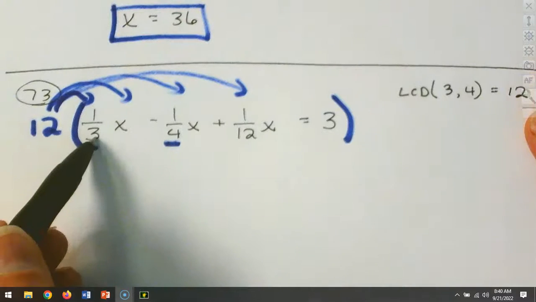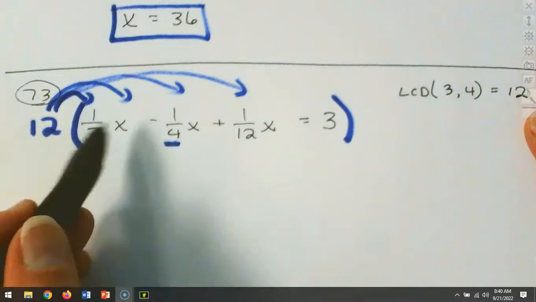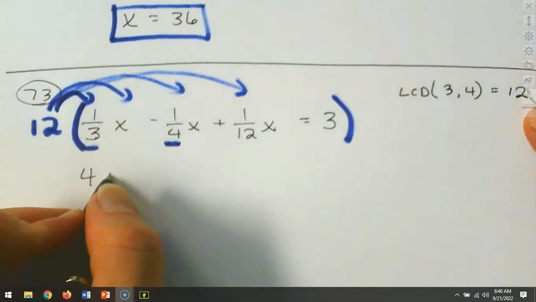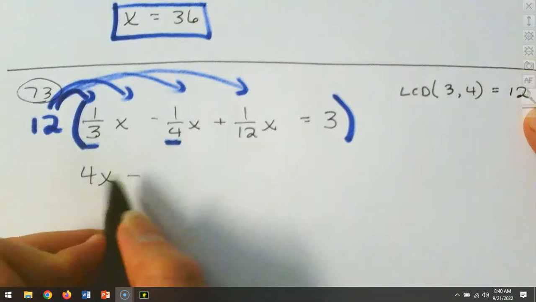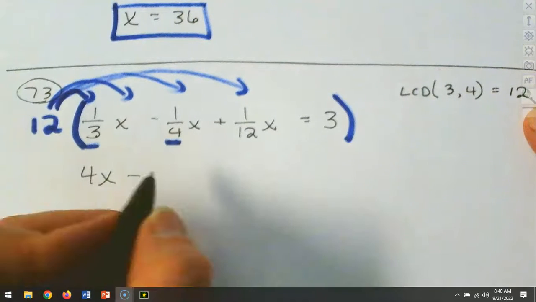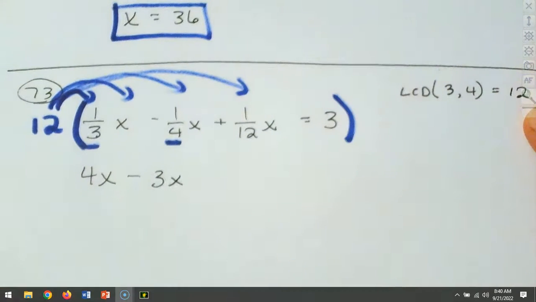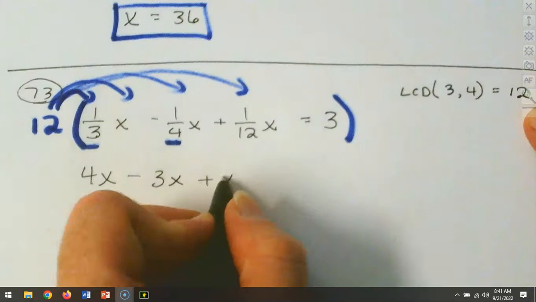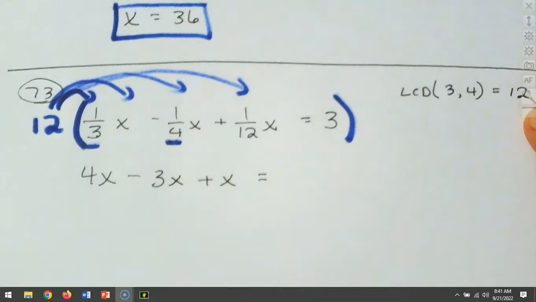12 divided by 3, 4 times x, that makes it a 4x. Then we have our minus. 12 divided by 4 down below is a 3. Bring the x with it. 12 divided by 12, well, those cancel, right? That leaves you with a 1, times x, that leaves you with an x. And what does it equal on the other side?